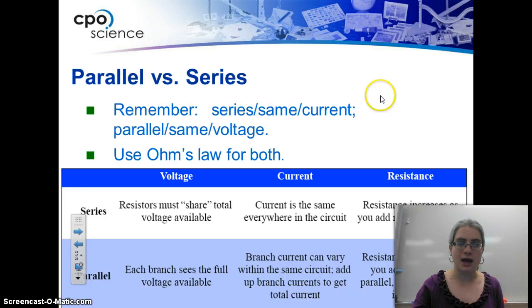And then you've got the parallel versus series combination. So series, same current, parallel, same voltage, and Ohm's law works for both of those. Series has got to share all the energy, voltage, while in parallel you get each the full energy. Current is the same in the circuit. Branches can vary within the same circuit. You add up the total branch currents to get the total current. And then resistance increases as you add it in series, and resistance actually decreases in parallel in an inverse relationship because the current increases.